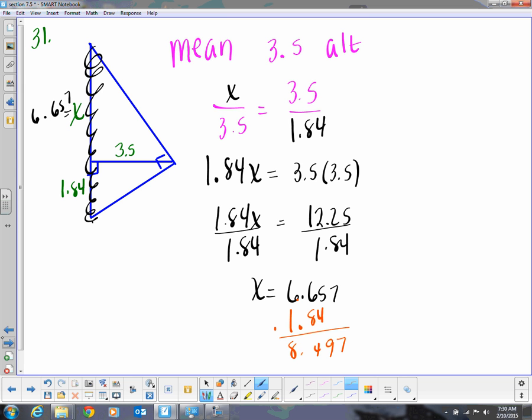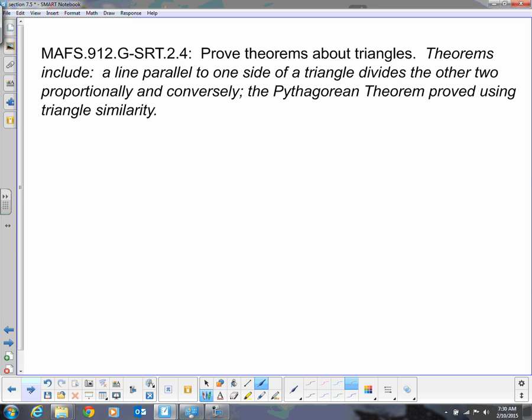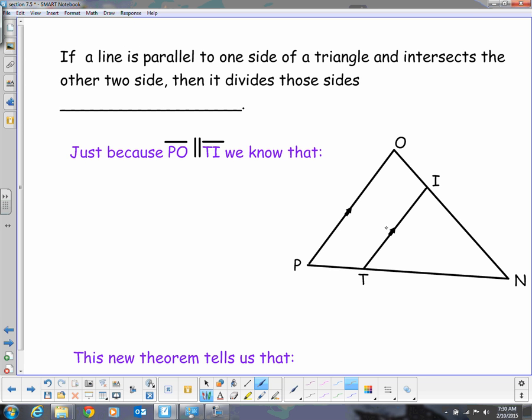All right, so let's see what your lesson is today. Your lesson is working with similar figures and when there's a side parallel. If a line is parallel to one side of a triangle and intersects the other two sides, so this is parallel, it intersects the other two sides, it does not have to be at the midpoint, then it divides those sides proportionally.